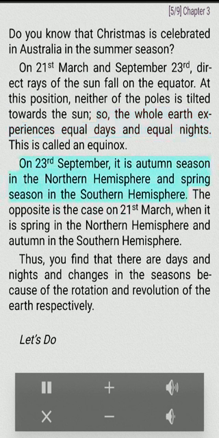On the 23rd of September, it is autumn season in the northern hemisphere and spring season in the southern hemisphere. The opposite is the case on the 21st of March, when it is spring in the northern hemisphere and autumn in the southern hemisphere. Thus, you find that there are days and nights and changes in seasons due to the rotation and revolution of the Earth respectively.